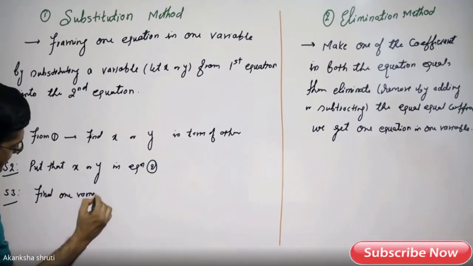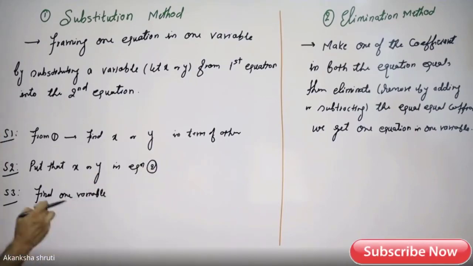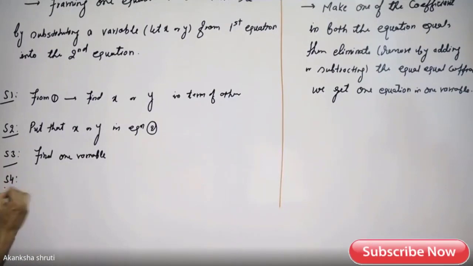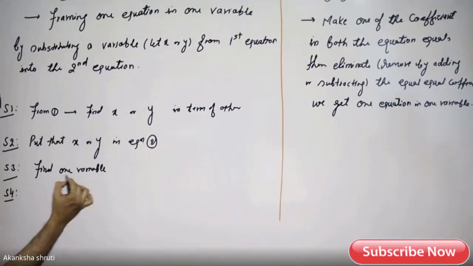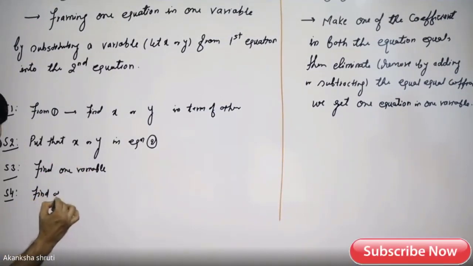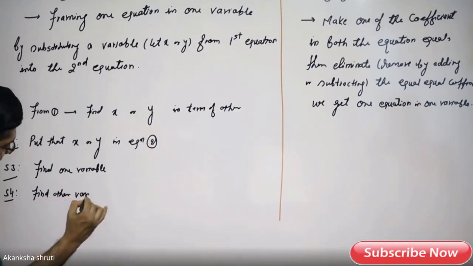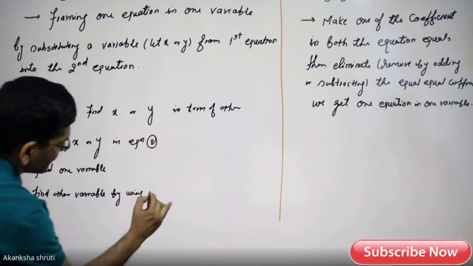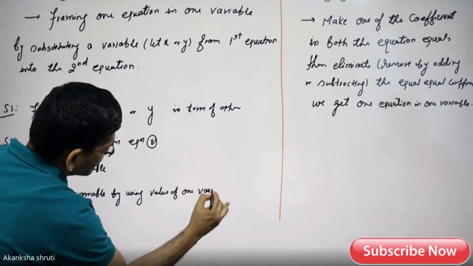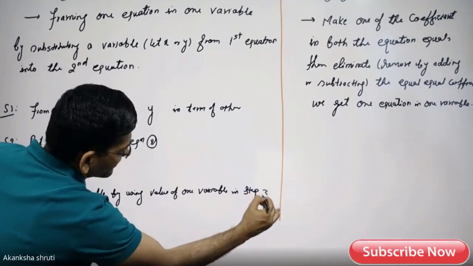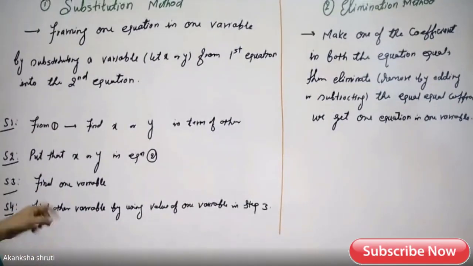In that you have to find the one variable. So from step number 2 you will get an equation in one variable, you just calculate it. Then finally, in the last step, whatever this one variable you have calculated, use it for finding the other variable. Find the other variable by using the value of the one variable that we have calculated in step number 3. So in step number 3 we calculated one variable, and you substitute it. These are the 4 steps we are using.